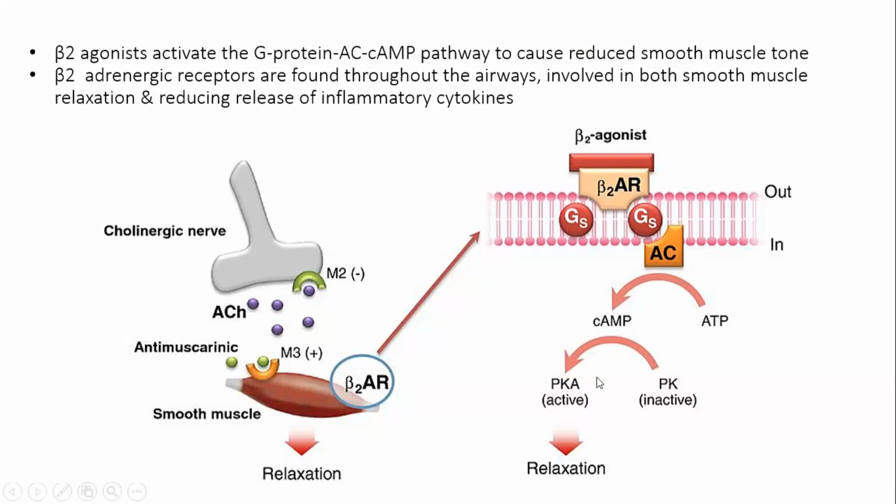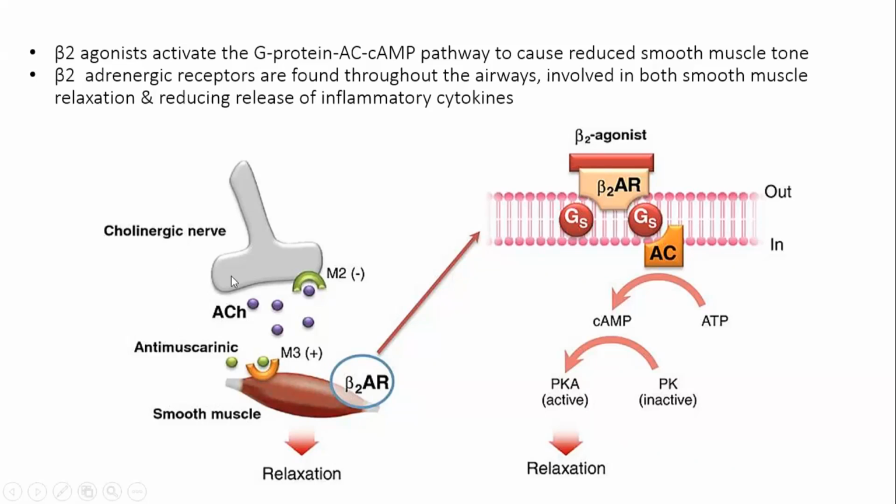Bila ada apa tu aktif protein kinase A ni, dia akan causes the influx of the calcium into the cell. So reduced calcium will reduce the binding of the calcium calmodulin at the myosin head. So that's why they can cause the relaxation of the smooth muscle. Okay. So dia sebenarnya okay.